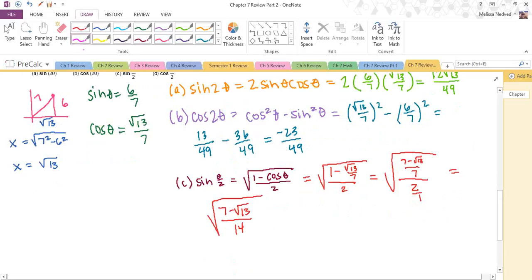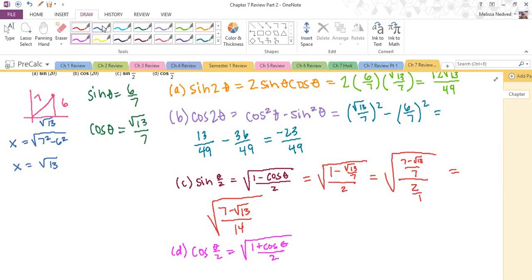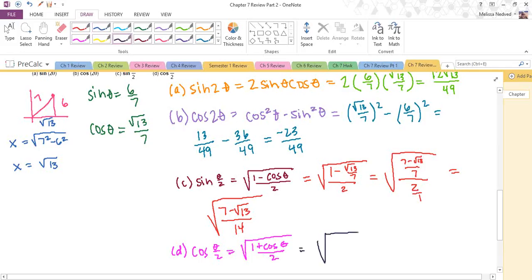And our last one's going to look very similar, part D. And I want the half cosine identity, which tells me very, very similar, 1 plus cosine theta all over 2. So, since I've already done something similar, this is going to look very similar, 1 plus the square root of 13 over 7 all over 2.